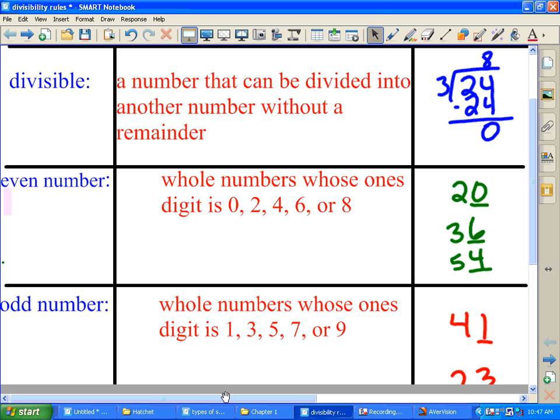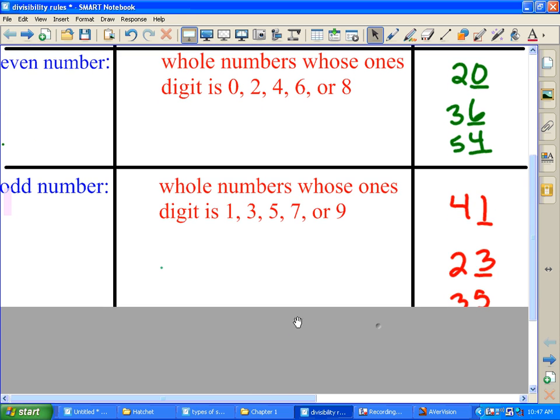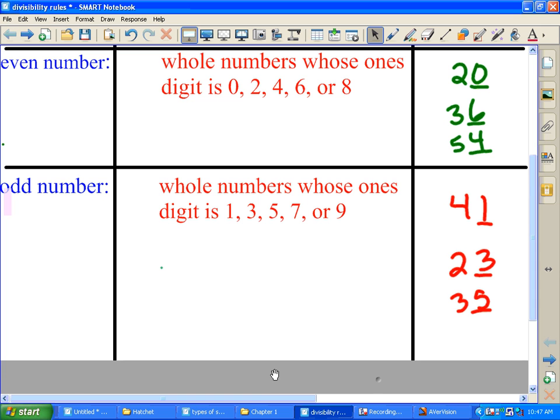Next word is odd number. Now the definition of odd number is anybody in Mr. Dixon's. No, that's not what it is. They're not odd. No. Whole numbers whose ones digit is a 1, 3, 5, 7, or 9.